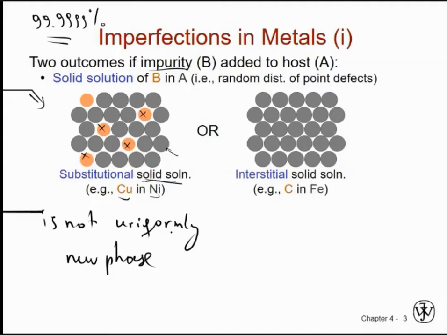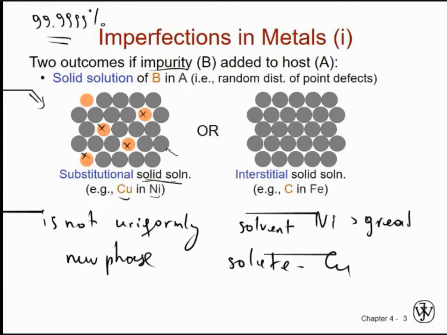And here in solid solution, we have a solvent, in this case nickel, and we have solute, copper. The solvent I have in greatest amount, and solute will be least amount. Let's say I have nickel, and copper dissolves in nickel. Nickel is solvent, copper is solute. And another name for solvent is host material. Here nickel is host material.